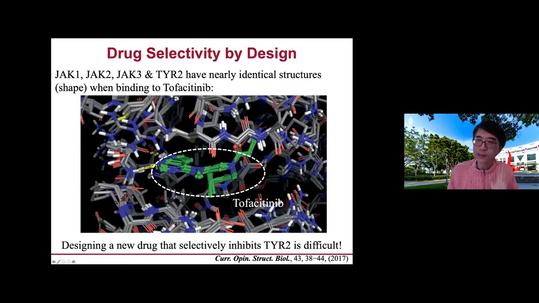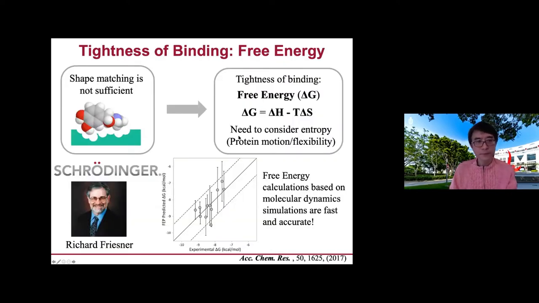And of course, a drug you design that will inhibit one protein will also inhibit the three other proteins, which you don't want to inhibit, right? So how can we design a new drug that selectively binds TYK2, but not JAK1, 2, 3? Now this is actually what we call the new dimension of drug discovery. Simply by the key and lock model, by matching the shape, is not sufficient.